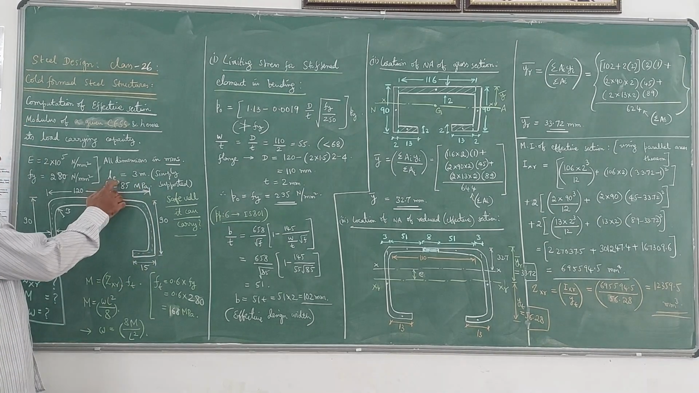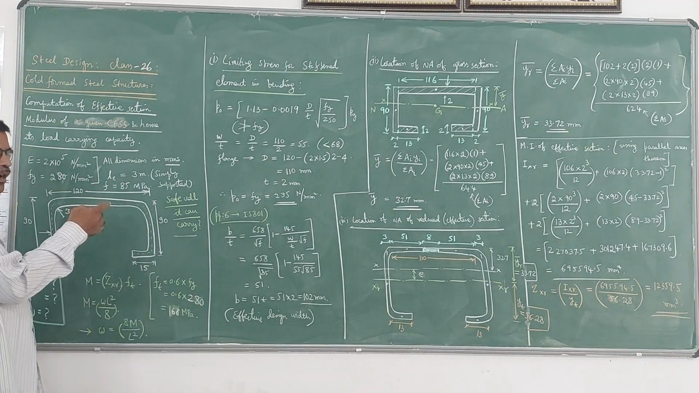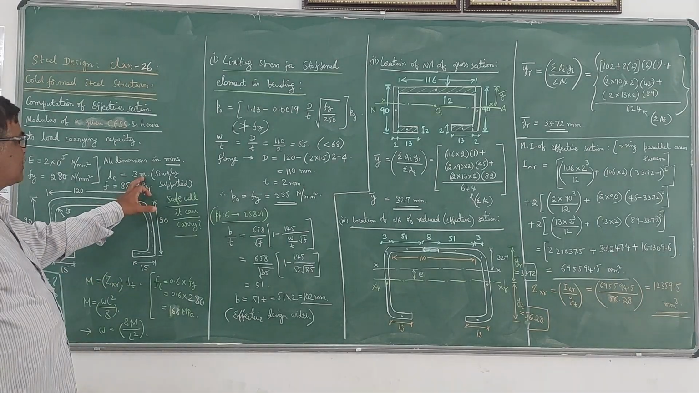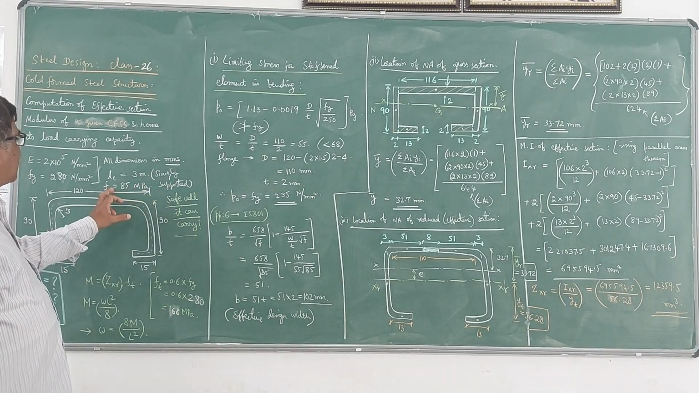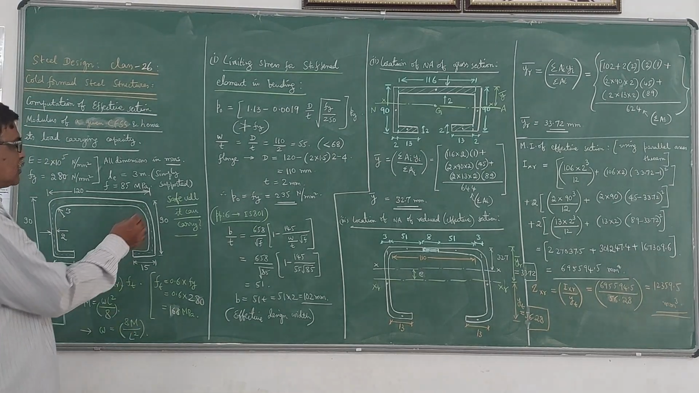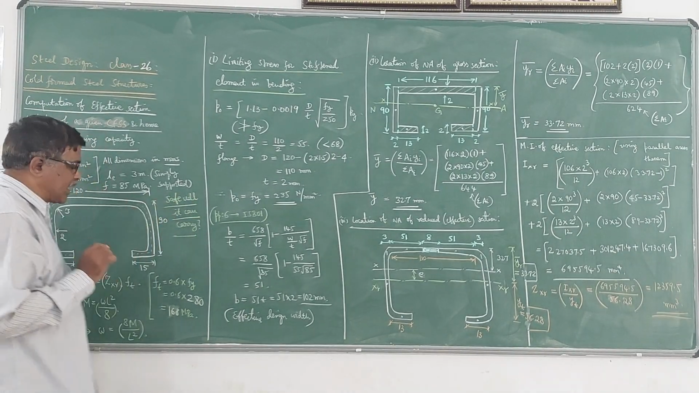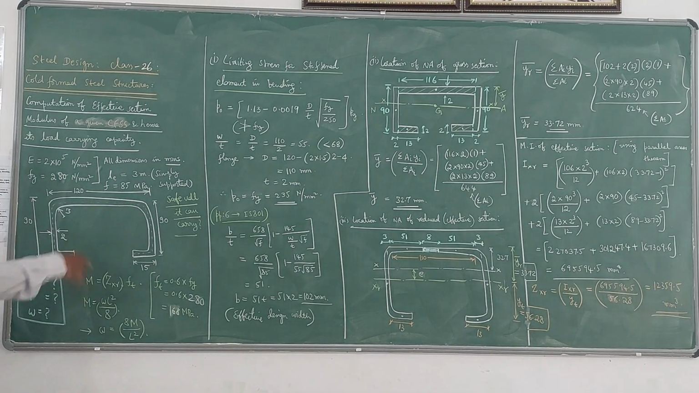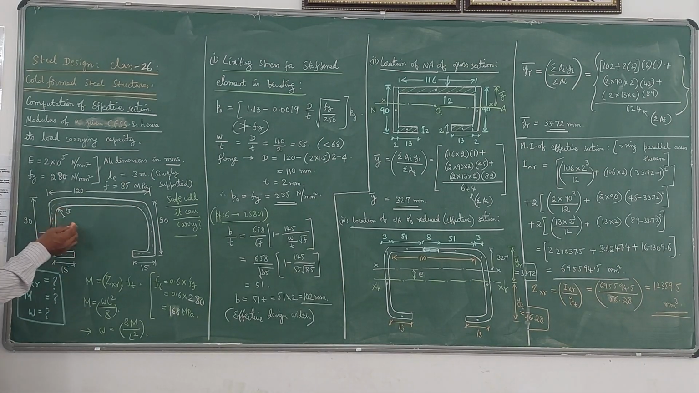The effective length of this span of the beam is 3 meters. It is simply supported, and the average stress you can take as 85 MPa. Now the question is, what is the safe UDL it can carry? So this is the section given, and the dimensions are in millimeters.